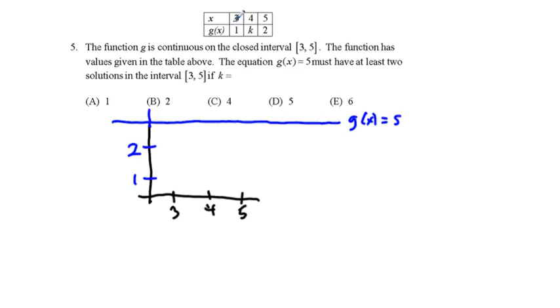So when x is 3, g of x is 1. When x is 5, g of x is 2. All right, so we get from g of x from 1 to 2, and we must have at least 2 solutions. Well, we can plug in values of k and see which one will get us across this line twice.